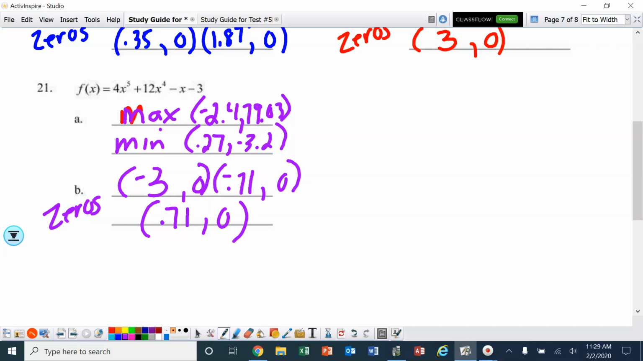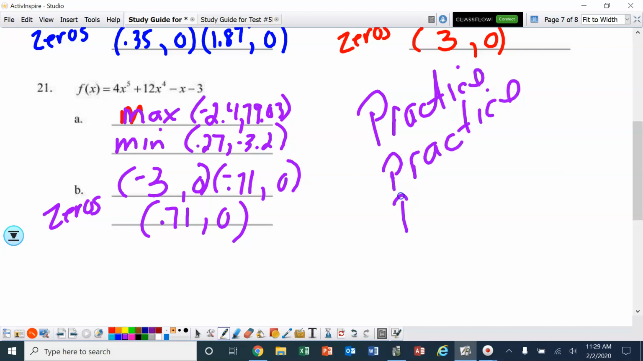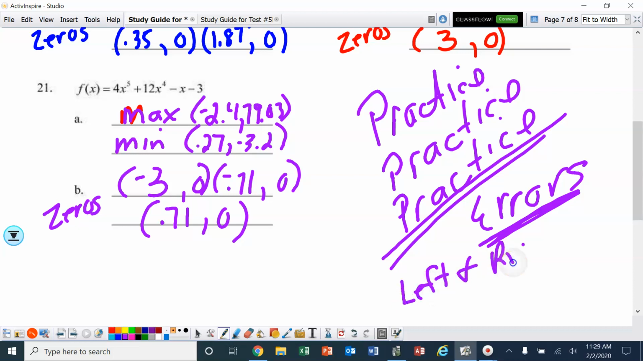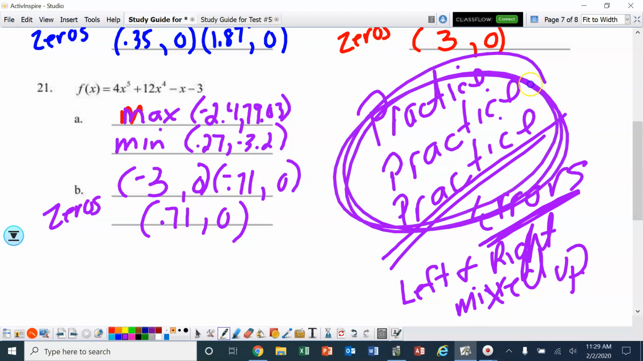All right, so again, I can't emphasize enough, folks. You're going to need to practice this with the calculator to remember it. If you run into error messages, that means you got your left and right mixed up. So use your other left and your other right if you're getting error messages. All right, good luck. Practice, practice, practice.